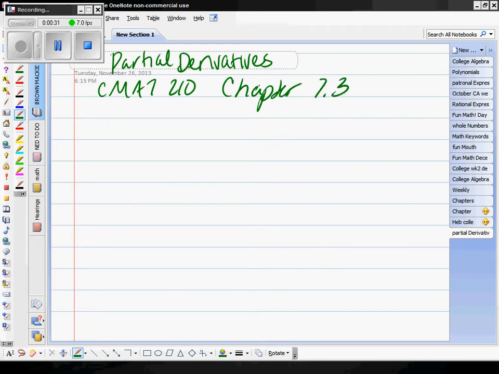Partial derivatives is in chapter 7.3. Okay? So, partial derivatives, we are just pretty much still taking derivatives, but we'll take it in concern to whichever variable we are working with.